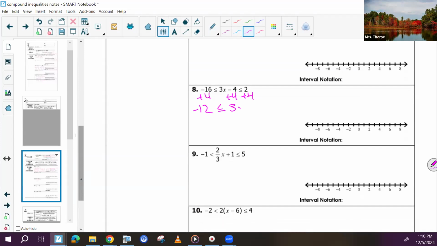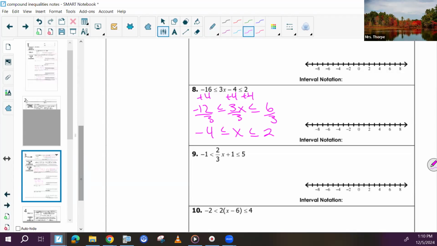-12 is less than or equal to 3x, which is less than or equal to 6. And then our last step, divide everything by 3. -4 is less than or equal to x, which is less than or equal to 2. Again, it's already in condensed form.